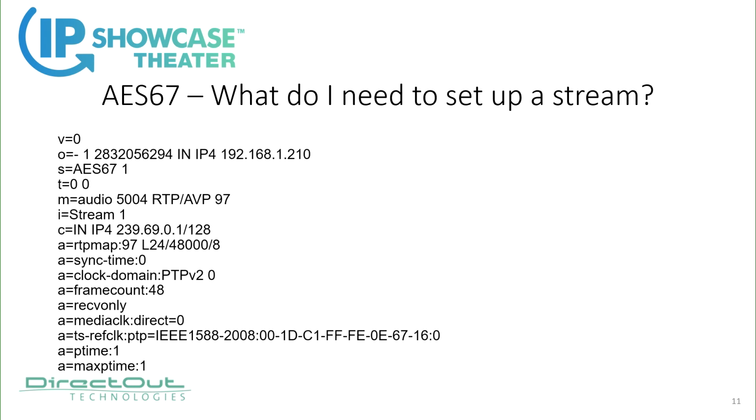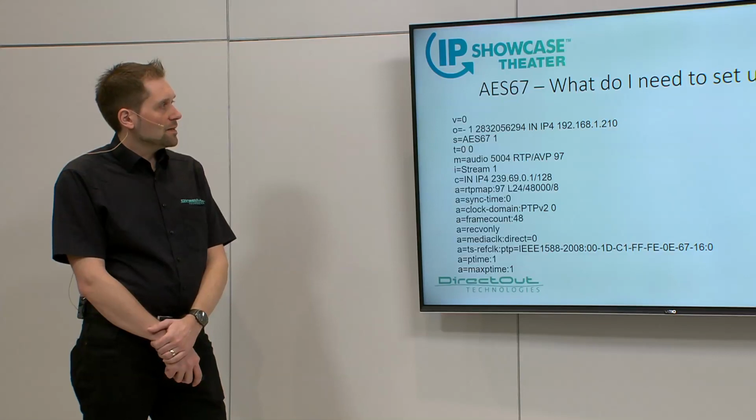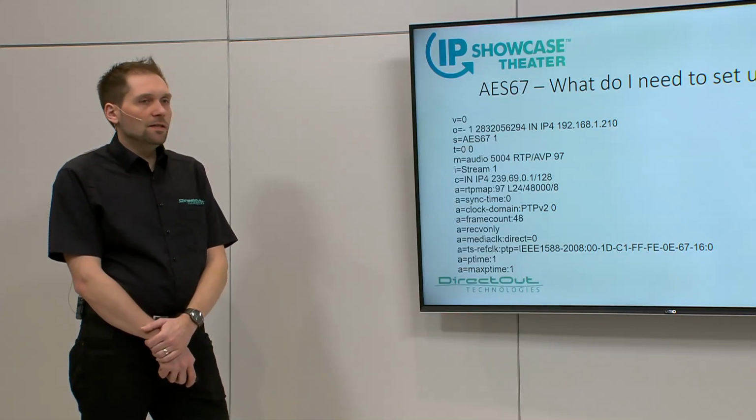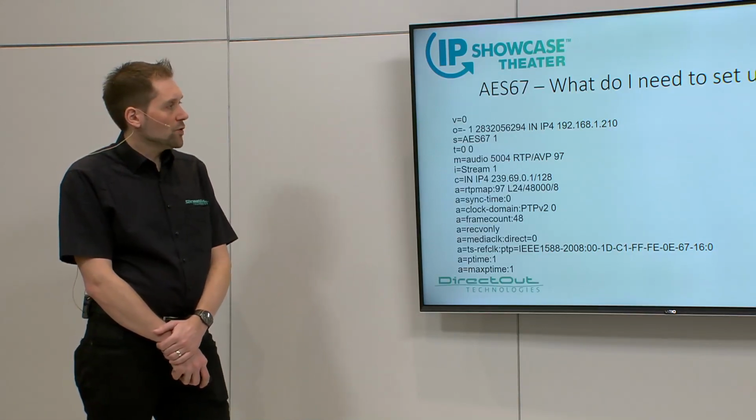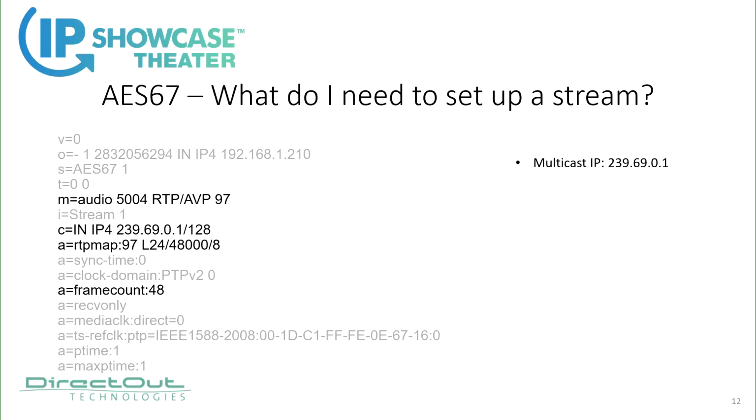So what do I actually need? What information do I need to set up my stream? This is an SDP file which looks quite messy at first glance, but it contains basically all information that is needed to set up a stream, and fortunately I only use a certain subset of this. So first off, I need the multicast IP address, which is written in the C line here. I see this stream is sent to 239.69.0.1, and that is where I can receive my stream data.